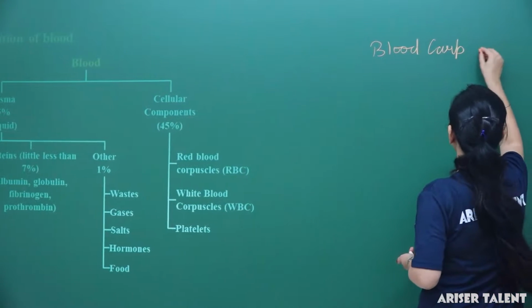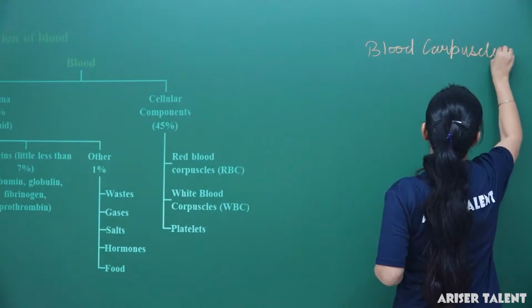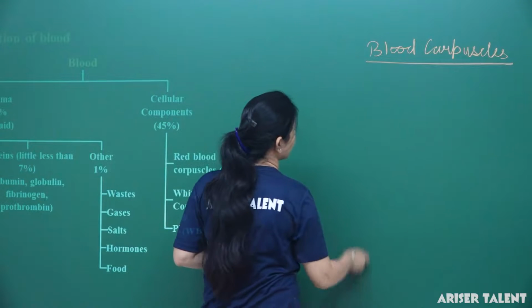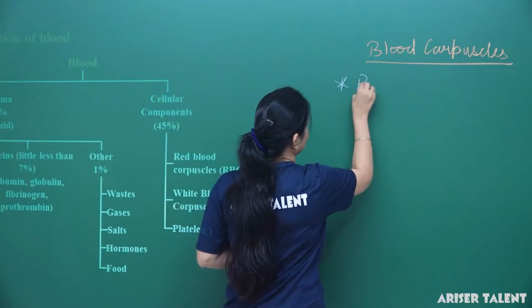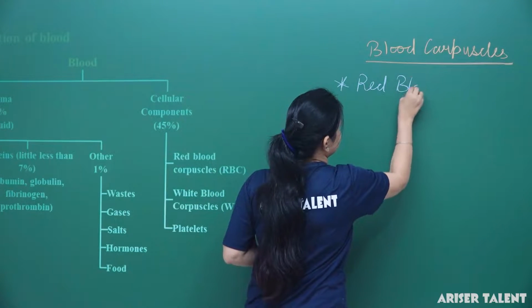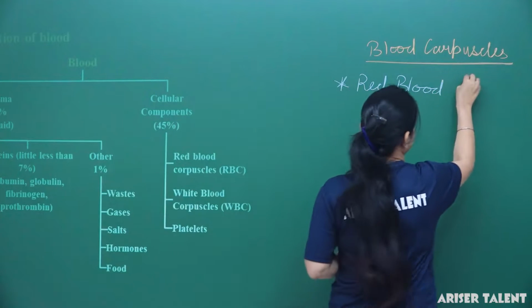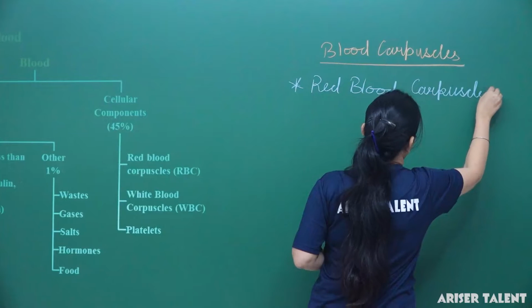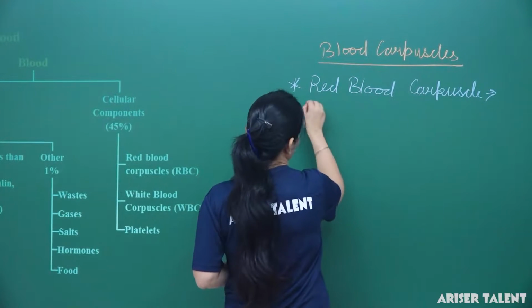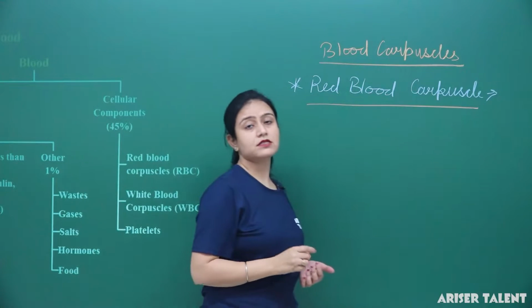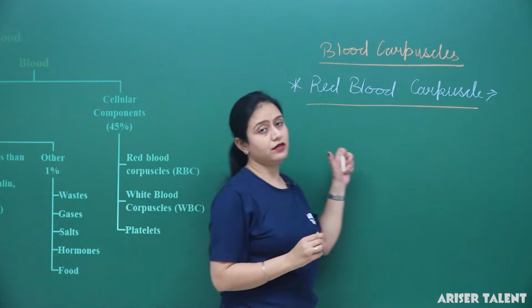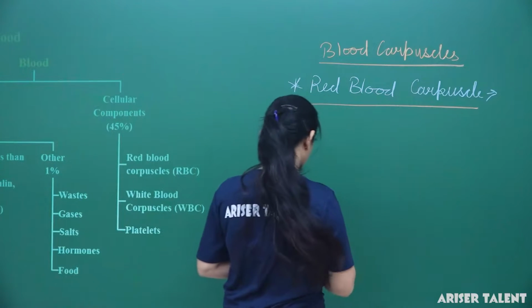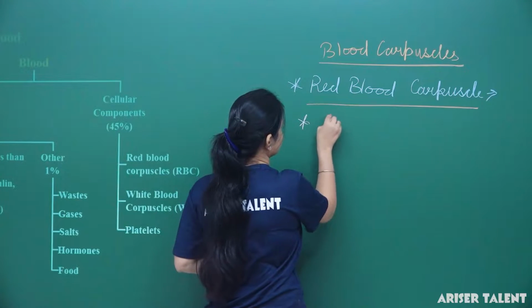First of all, we will talk about the red blood corpuscle. Red blood corpuscle is also known as RBCs. They contain an iron pigment, which is known as hemoglobin.